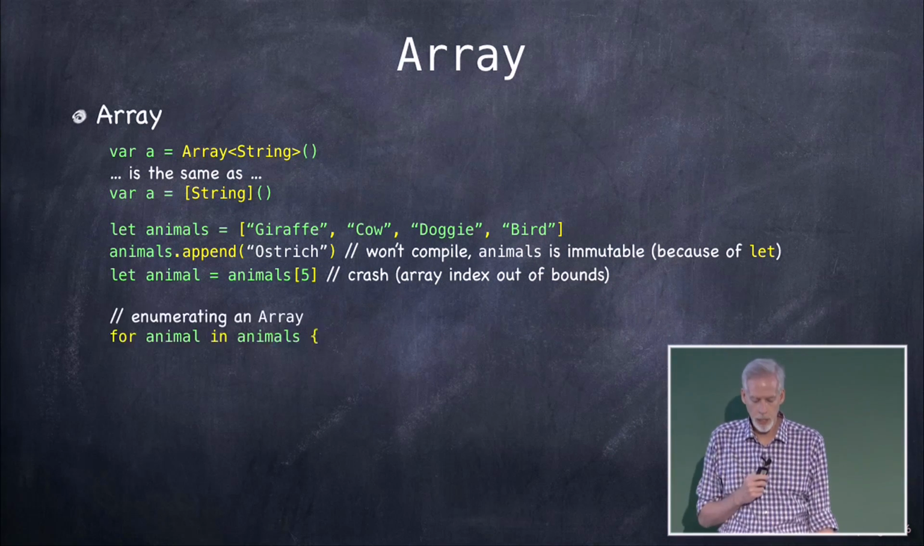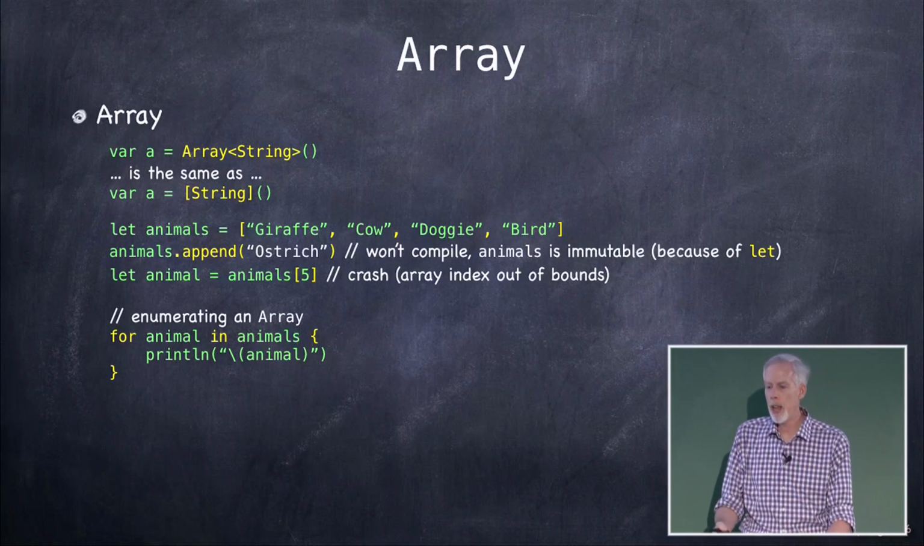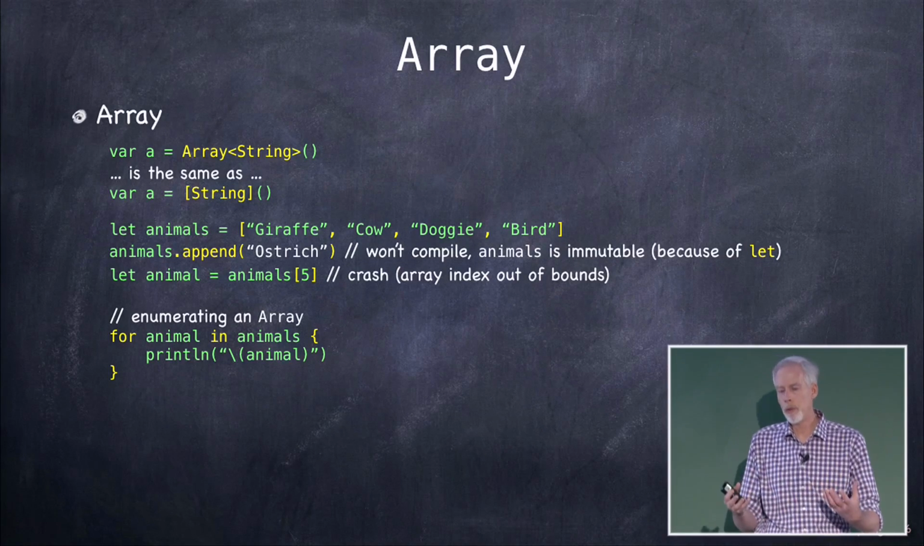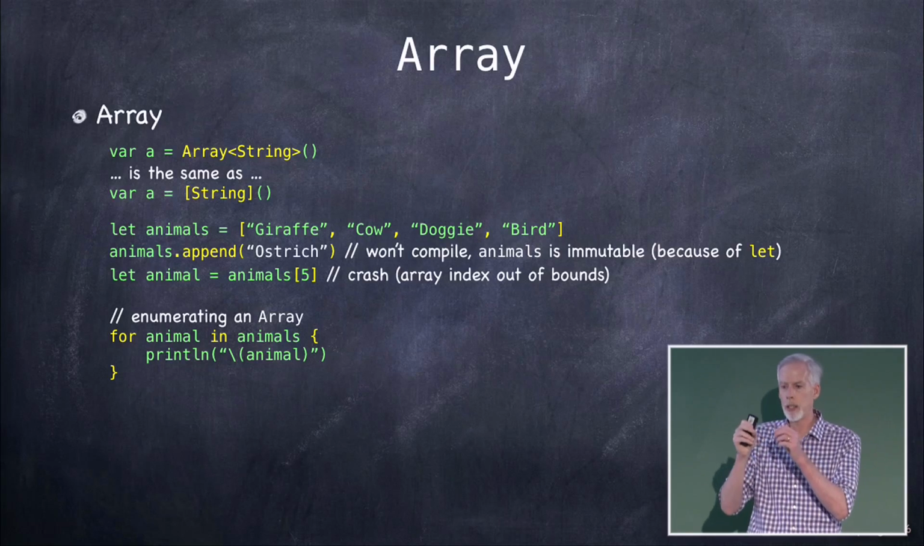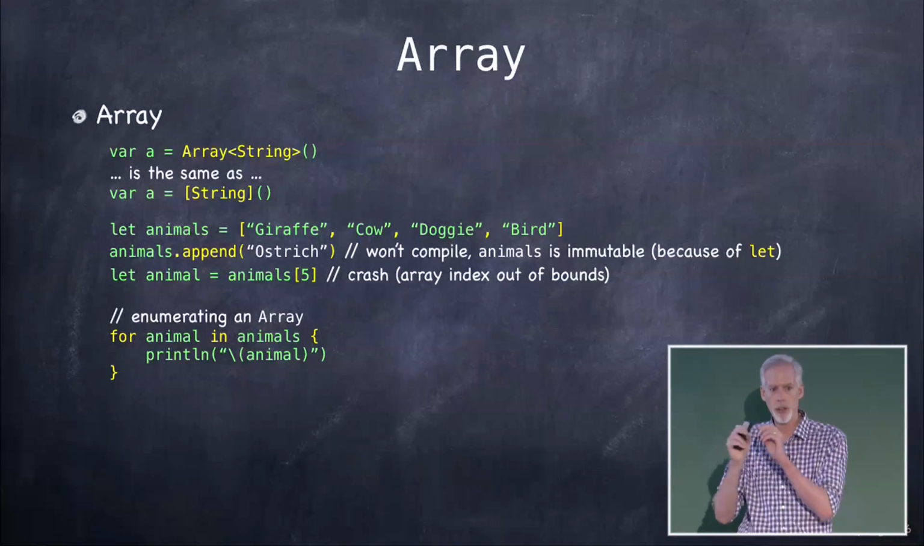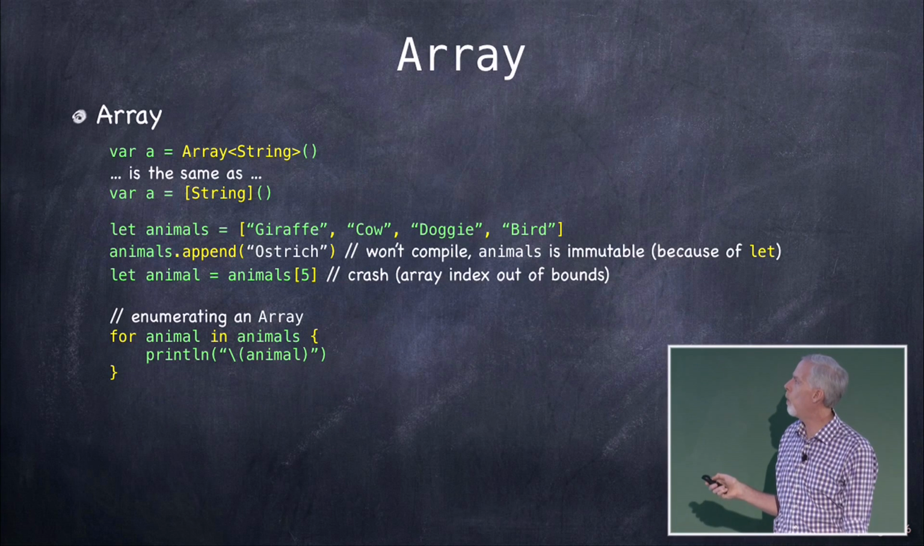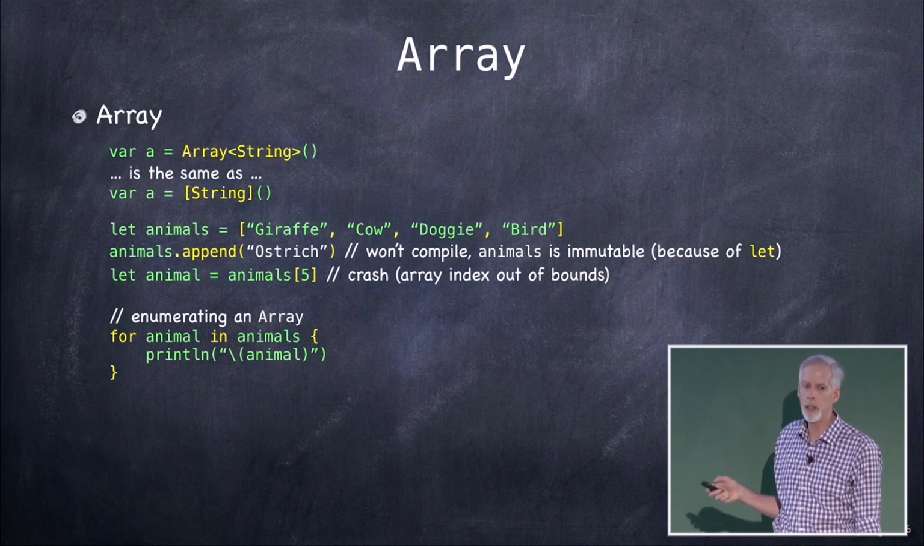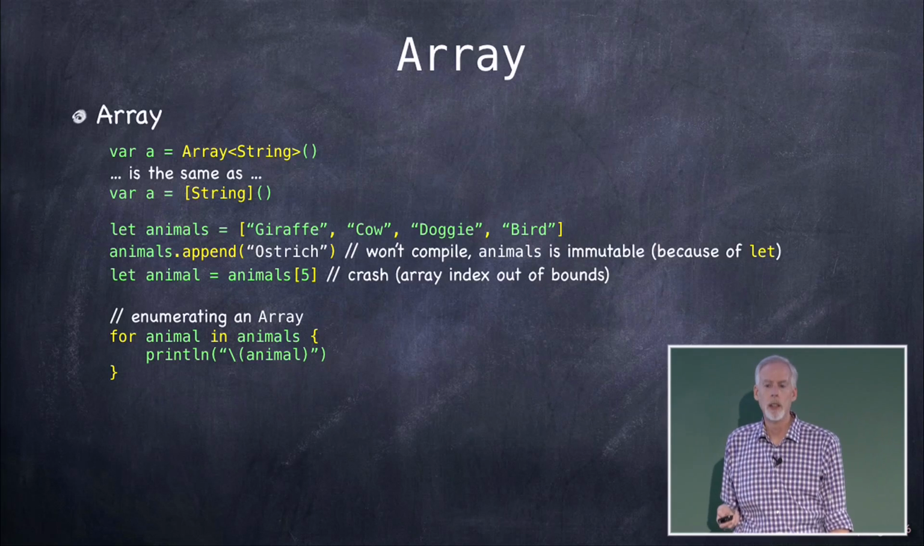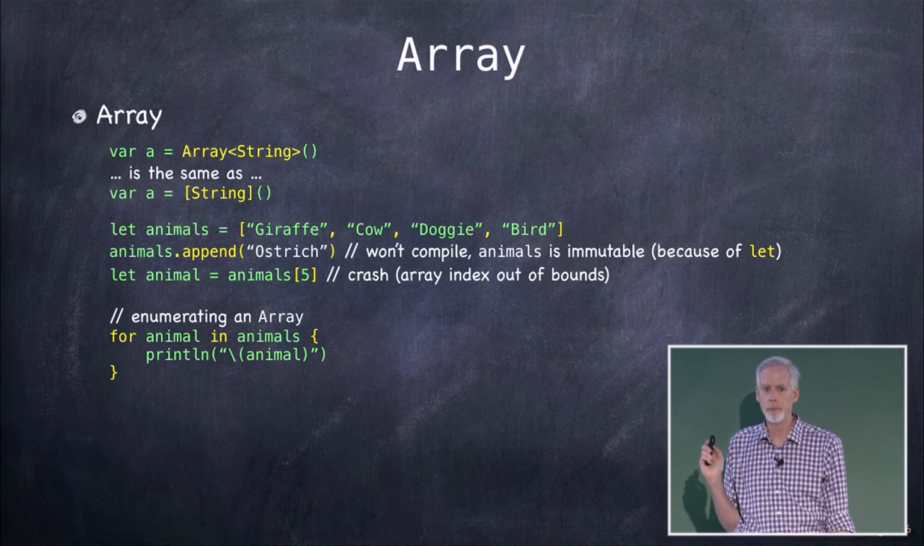Okay? How do you enumerate an array? I want to look at everything in the array. Yeah, I could do for with a range 0 dot dot less than the length of the array. But that's not how you would do it. You would just say for animal in animals. Okay? This is going to loop through, and this local variable is going to be assigned each of the animals. Okay? That's how you enumerate an array.